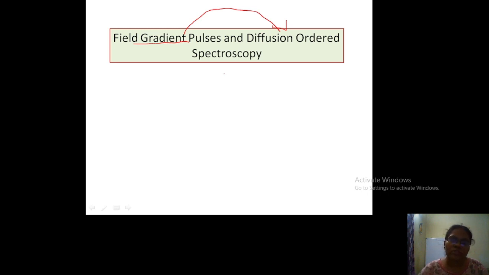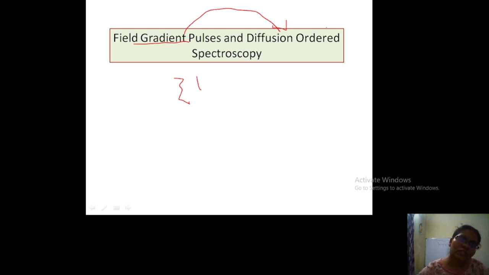Using DOSY experiments, one can find the diffusion coefficients of molecules in a particular medium. That is, how fast or how slow your molecules are moving in a particular medium can be found using DOSY. DOSY also has numerous applications in different areas of chemistry, particularly in research, about which we shall see at the end of this presentation.